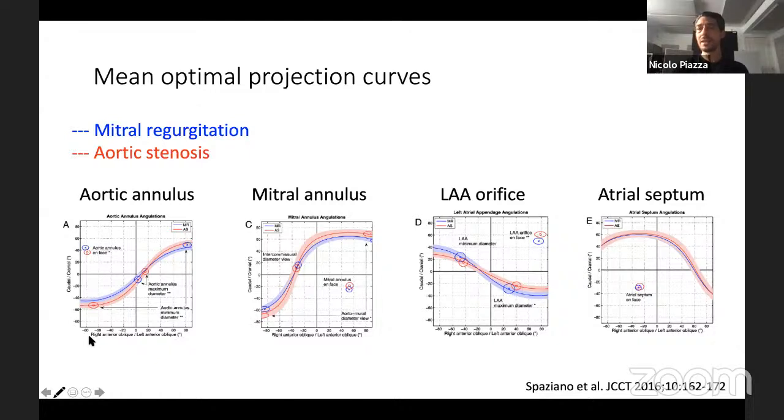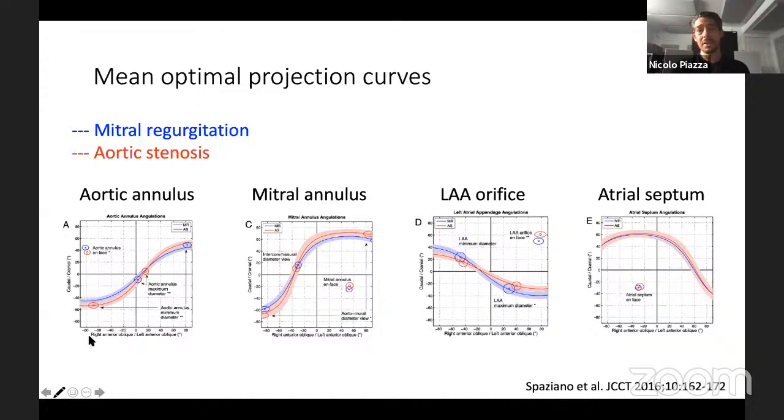And it's quite amazing that despite the rotations of the heart, despite the dilatations of the heart, these S-curves are, for the most part, very stable in what they do. Of course, you have outliers every once in a while, but these outliers still have S-curves of their structures that are really the same as those with normal hearts. And so what you see here are average S-curves of roughly 100 patients of the aortic annulus, mitral annulus, left atrial appendage, and atrial septum.